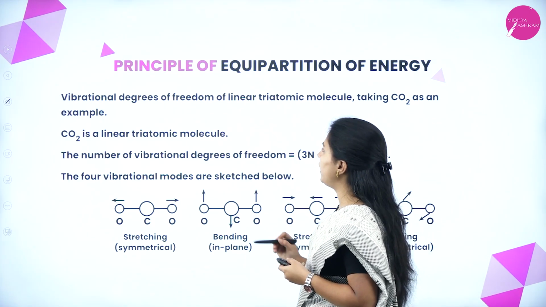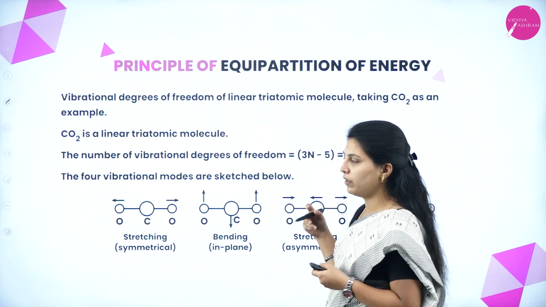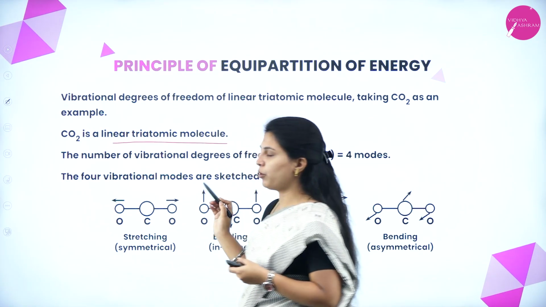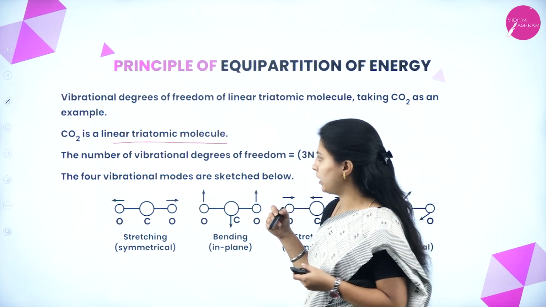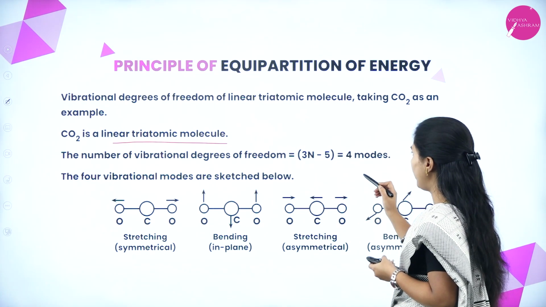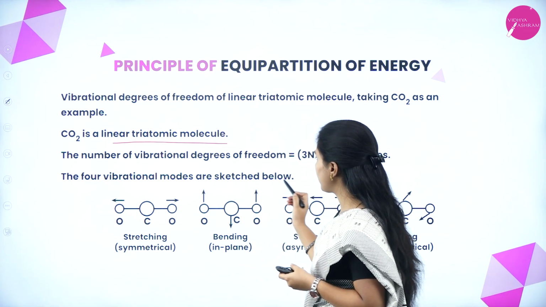Vibrational degrees of freedom of a linear triatomic molecule, taking CO2 as an example. How will CO2 exhibit them? CO2 is a linear triatomic molecule, we know that by VSEPR theory. The number of vibrational degrees of freedom is 3n minus 5, equal to 4 modes. The 4 vibrational modes are sketched below.